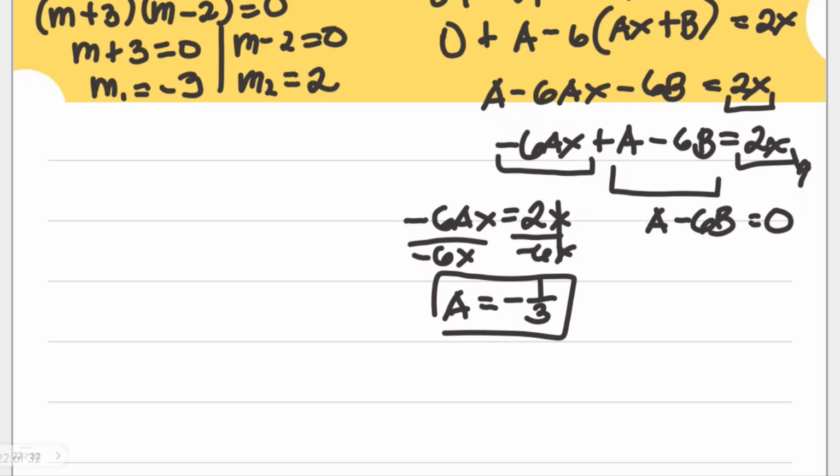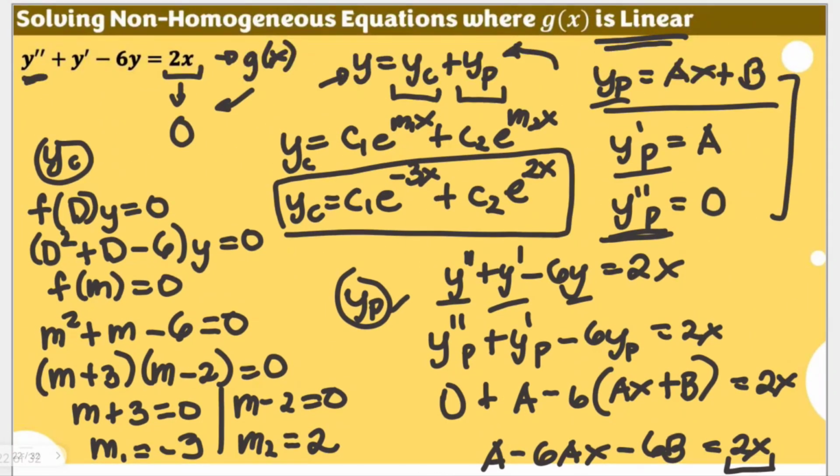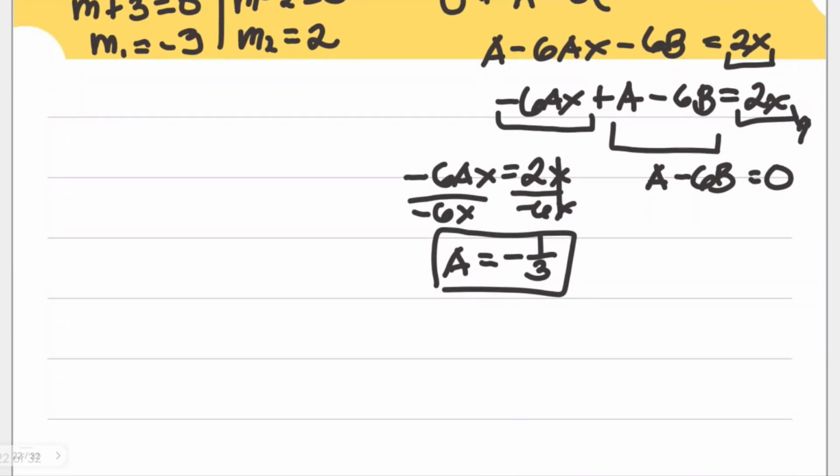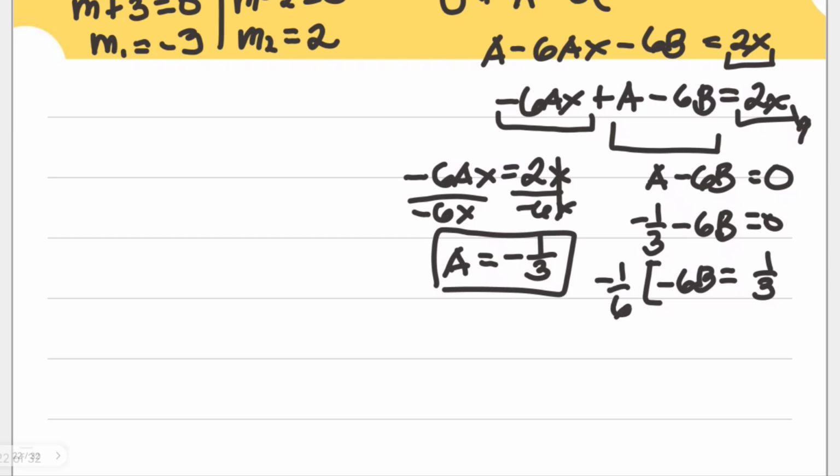This is the value of your a. We need that because solving for y sub p follows this according to our table, ax plus b. We still need b. So here, you can substitute now minus 1/3 for your a in a minus 6b equal to 0. So you have minus 6b is equal to positive 1/3. So dividing, or you can multiply both sides by negative 1/6. So multiply this here, negative 1/6 as well. So your b is equal to negative 1/18.